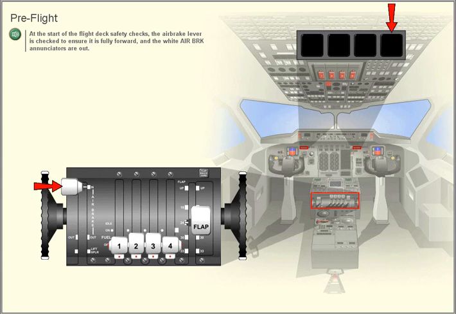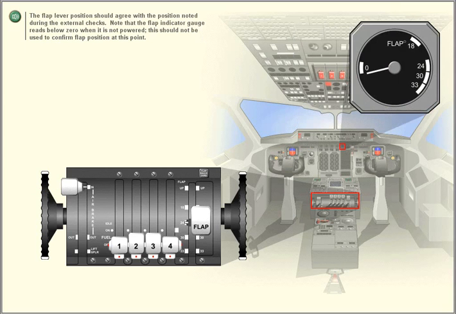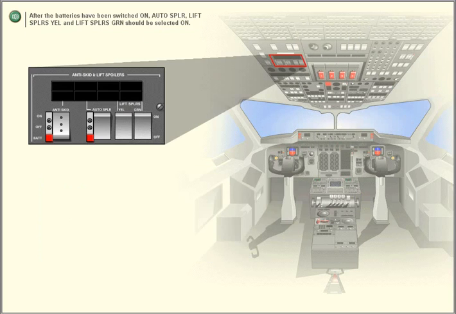Pre-flight. At the start of the flight deck safety checks, the air brake lever is checked to ensure it is fully forward, and the white air brake annunciators are out. The flap lever position should agree with the position noted during the external checks. Note that the flap indicator gauge reads below 0 when it is not powered. This should not be used to confirm flap position at this point.